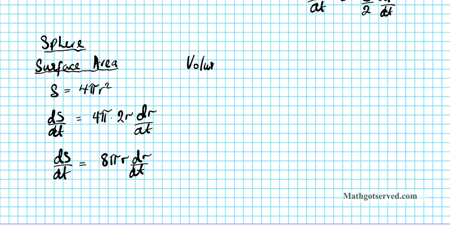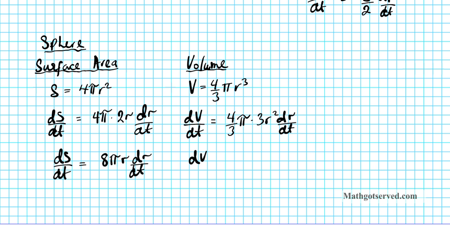How about the volume of a sphere? The volume of a sphere is given by 4/3 pi r cubed. So what are the related rates here? Differentiate both sides with respect to time. dV/dt is equal to 4/3 pi, and then the derivative of r to the third is 3r squared, and we do not want to forget the dr/dt. Okay, so dV/dt simplifies into, these 3's cancel out, 4 pi r squared dr/dt.